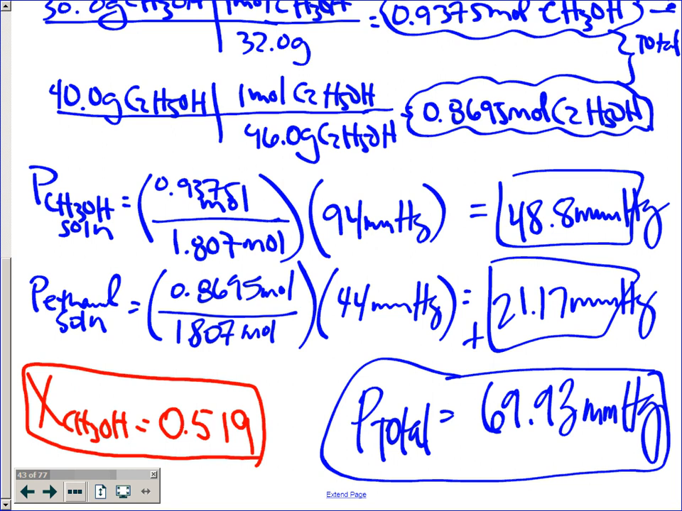But why are we here? Why are we about 70? Why is the vapor pressure lower for the solution?